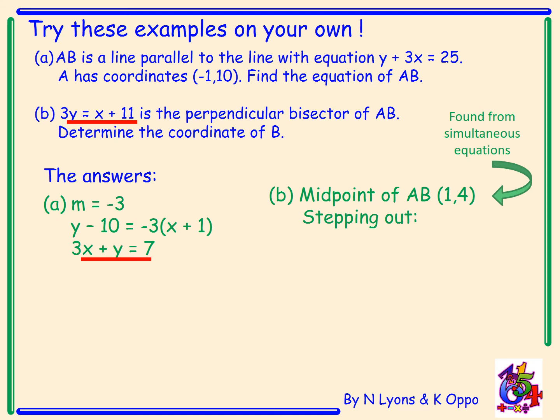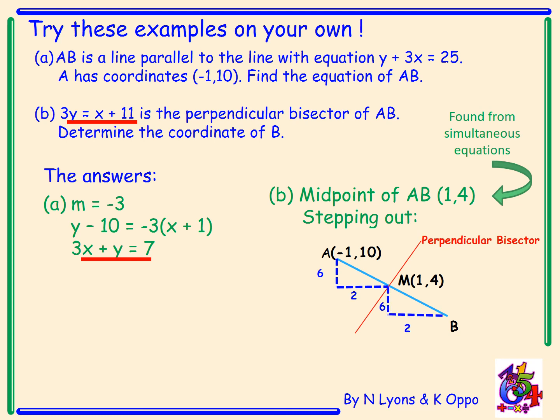It's then beneficial to draw yourself a diagram. We can see the perpendicular bisector cuts the line AB. We know the coordinates of A, which is (-1, 10). We now know the midpoint, which is 1, 4. In order to find the coordinates of B, we need to use a stepping out method. We find how many boxes we go down Y and along X to get from A to M. We will do the same to get from M to B. This will give the coordinates of B as 3, -2.